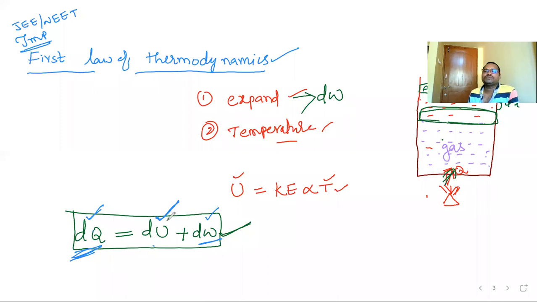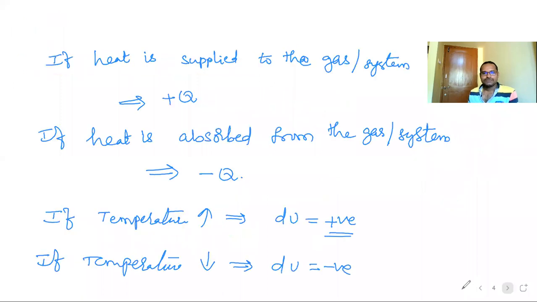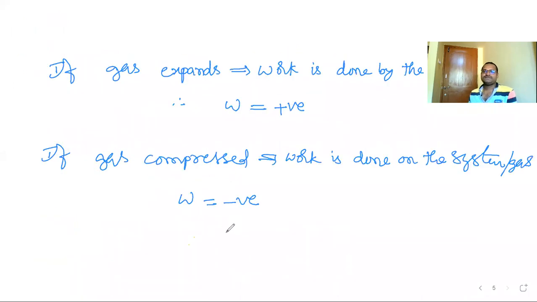dU we should take as positive when internal energy is increasing, means temperature is increasing. dU we should take as negative when internal energy is decreasing. dW we should take as positive when work is done by the system or by the gas, means during expansion of a gas. dW we should take as negative when work is done on the system or on the gas, that means when the gas is compressed. Clear? Yes. So these are the points that we need to remember about the first law of thermodynamics.